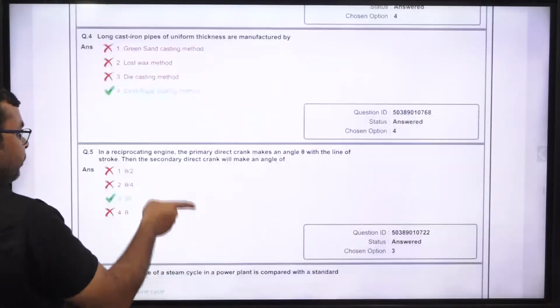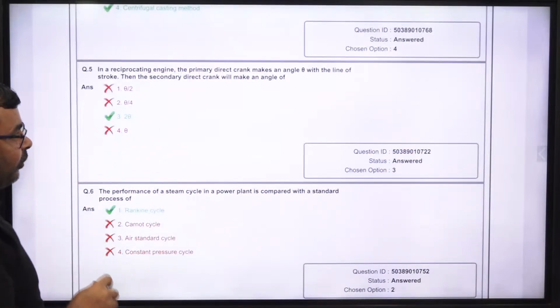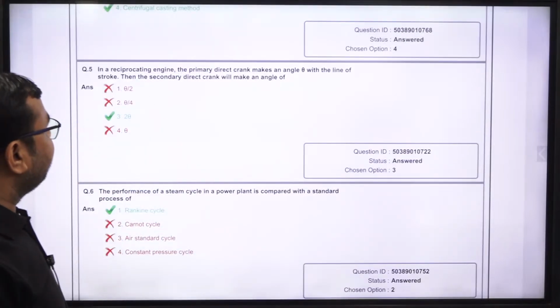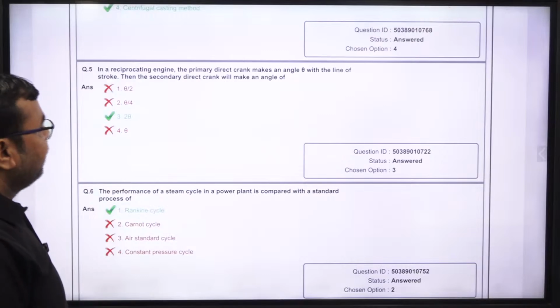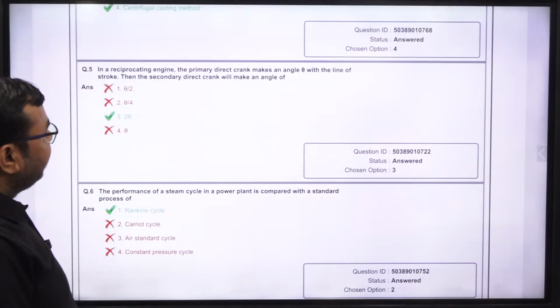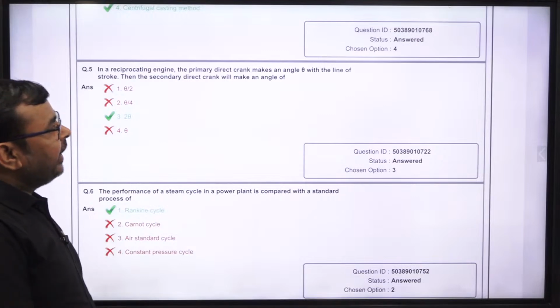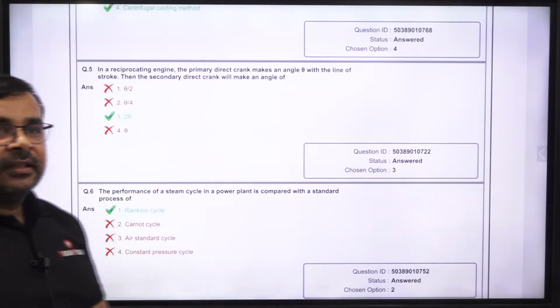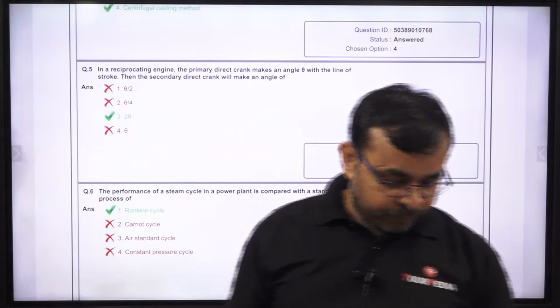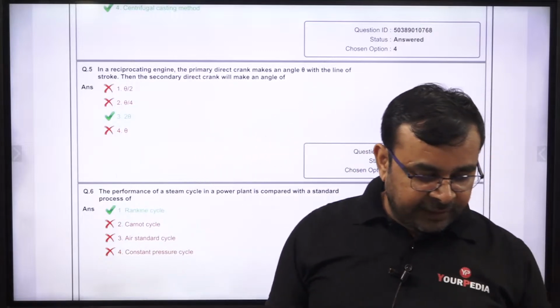Okay, so let's see another question. And this is a very familiar question. Many times it asks: in a reciprocating engine, the primary direct crank makes an angle theta with the line of stroke. Then the secondary direct crank will make an angle of what? Correct? Tell me, which one is the right answer? Anyone?